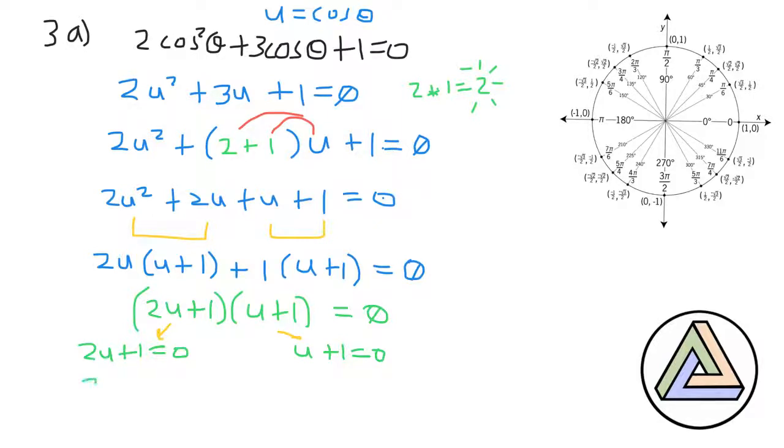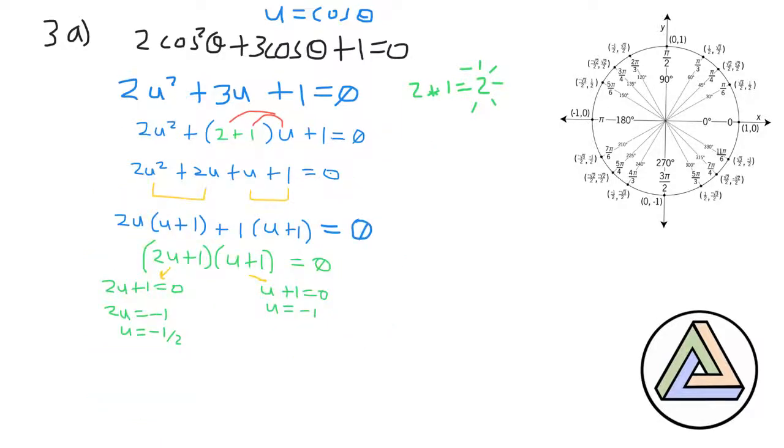Solving this one first, we end up with 2u equals negative 1, u equals negative 1/2. We're going to address that later, and this would be u equals negative 1. So we used u substitution, so now we have to turn this back into cosine theta. So cosine theta equals negative 1/2, and cosine theta over here equals negative 1.